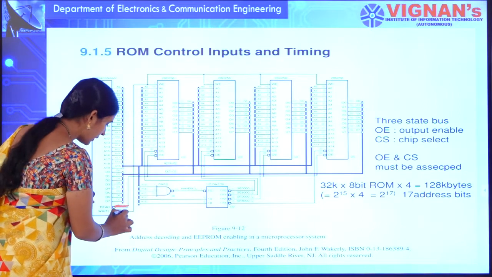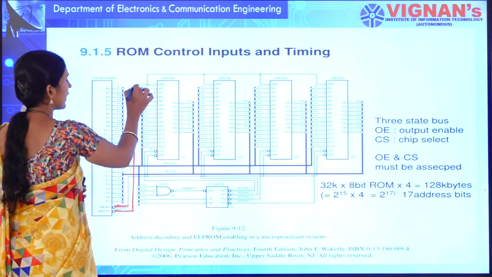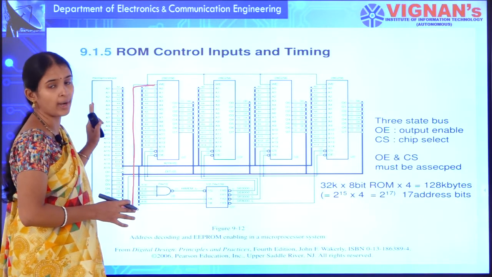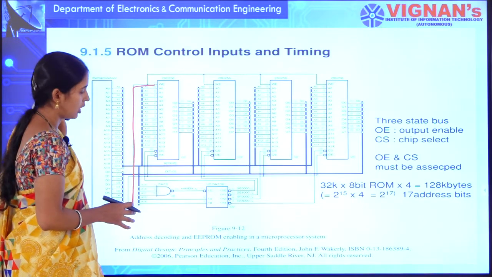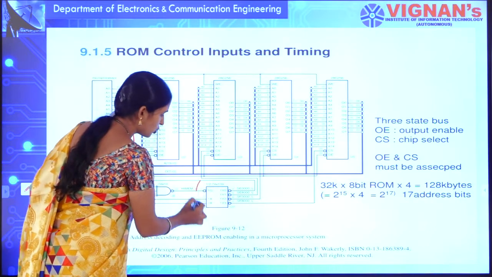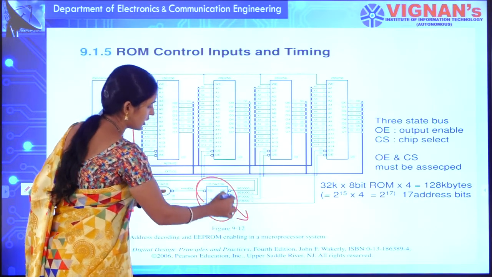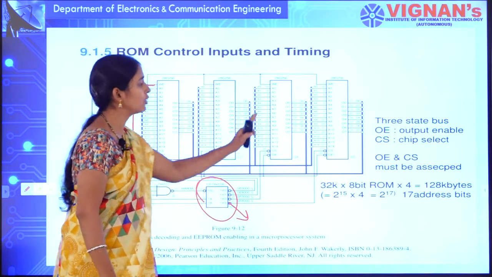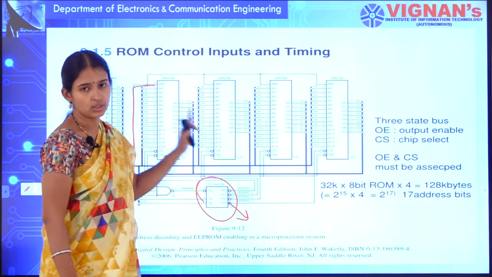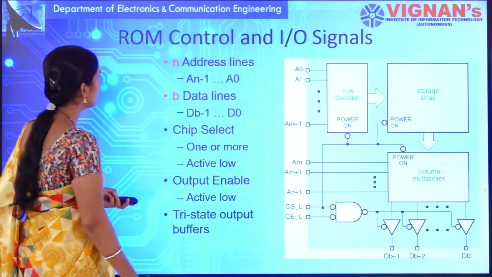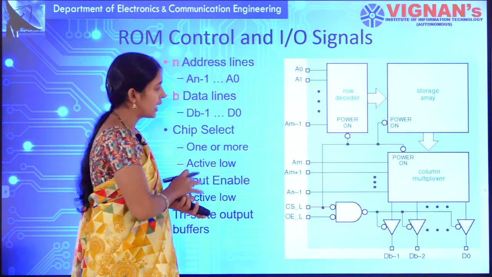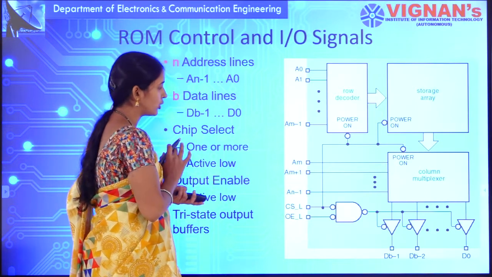If the write enable pin is low, it indicates that you are writing data into that particular chip with the address provided by the microprocessor. And this is used as a chip select. This 2 to 4 decoder acts as the control inputs to all four chips. See here, ROM control and IO signals. What are the IO signals and how is this ROM going to control them?